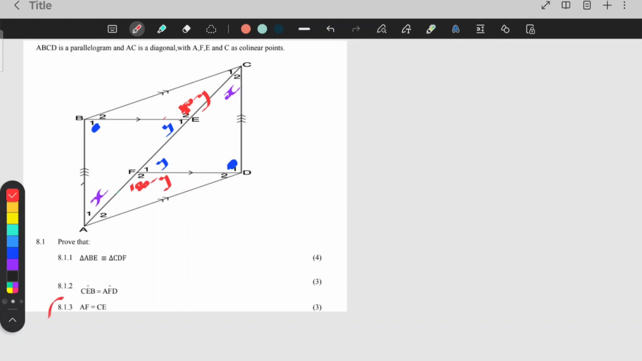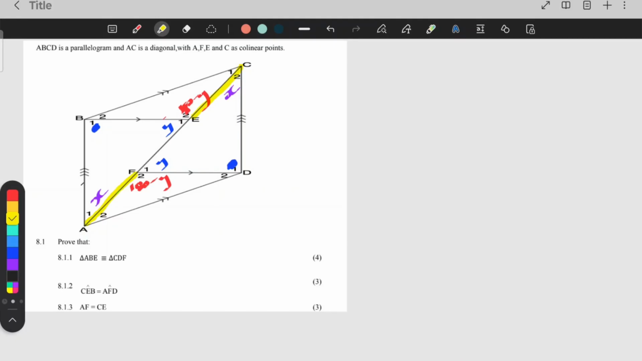Okay, next question says 8.1.3. Prove that AF is equal to CE. So AF is equal to CE. AF is here. Prove that that side is exactly the same length as CE. So CE is over there. So we need to prove that they are the same. So let's see, what can we do here?